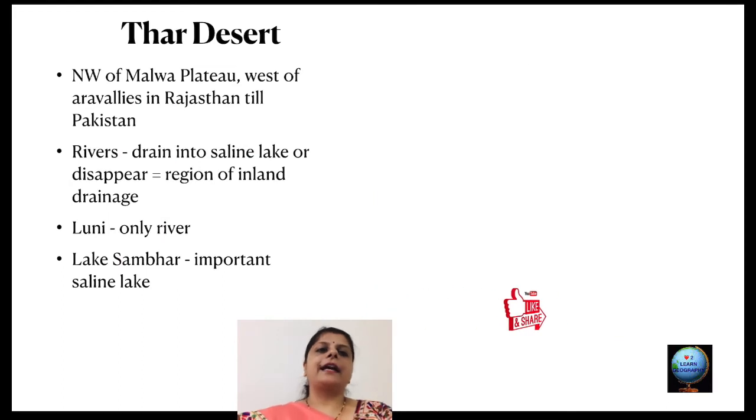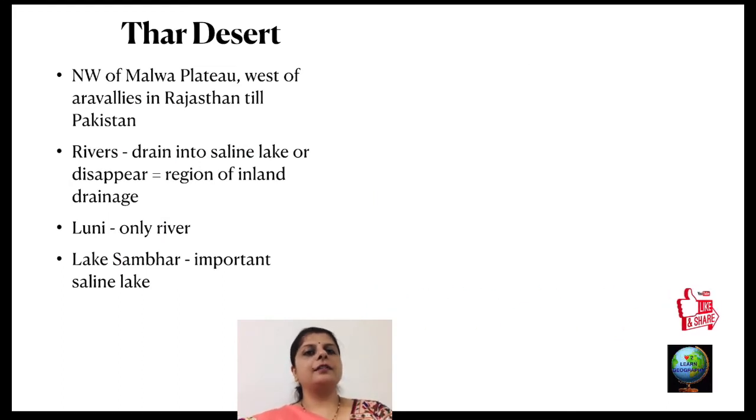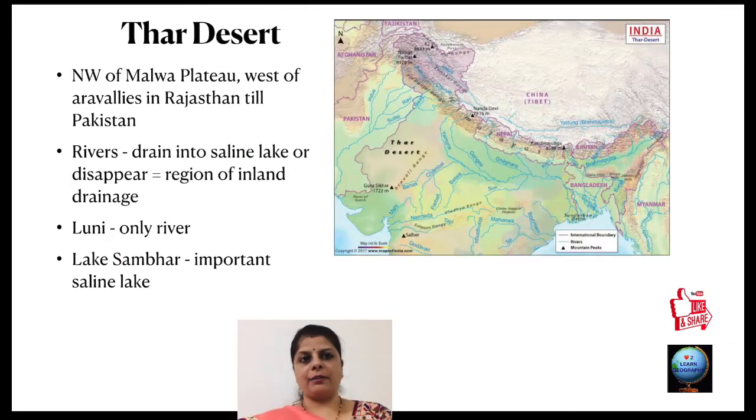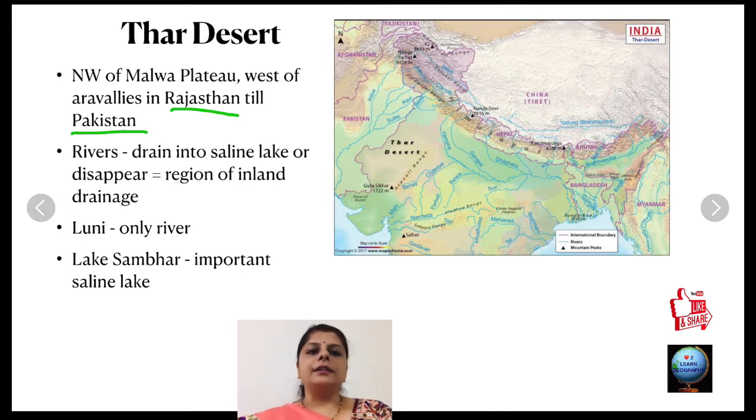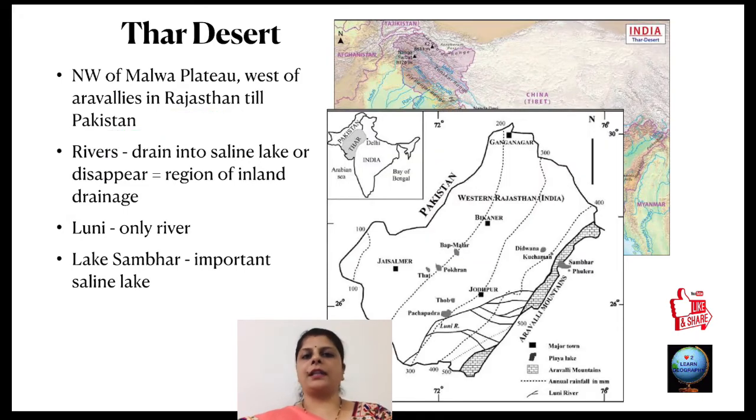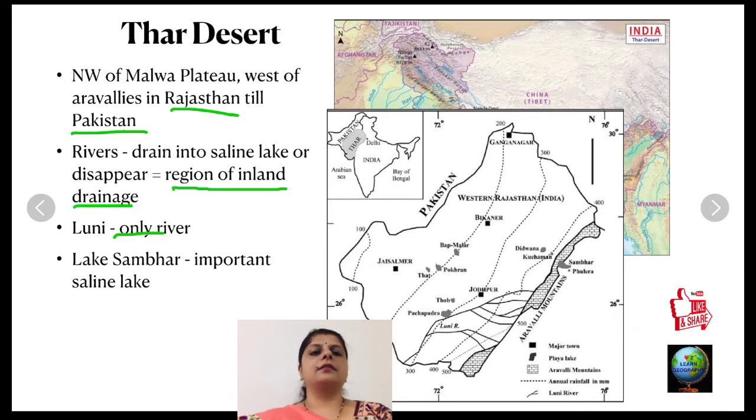Thar Desert. The Thar Desert is located northwest of Malwa and west of Aravalli, in Rajasthan till Pakistan. The rivers in the Thar Desert drain into saline lakes or disappear. Hence this region where the water disappears is the region of inland drainage. Luni River is the only river which is present in this region.